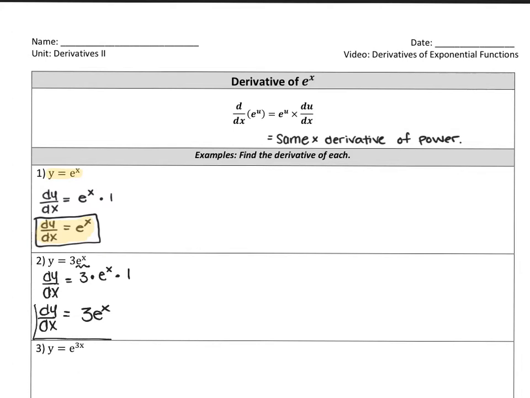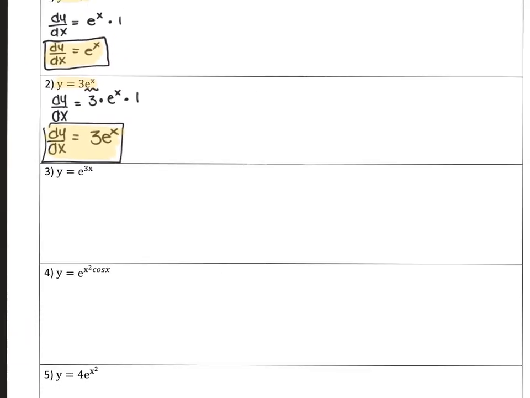So here is actually another example where the derivative is the same as the original. And this is the same because of that constant multiple rule, which says if I have a constant in front, I just take it down for the derivative. So let's see another example where this may not be the case.